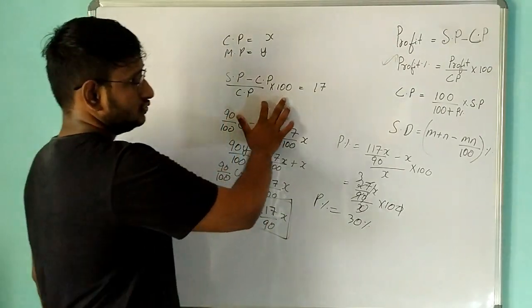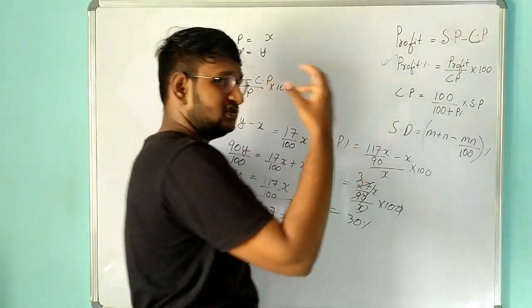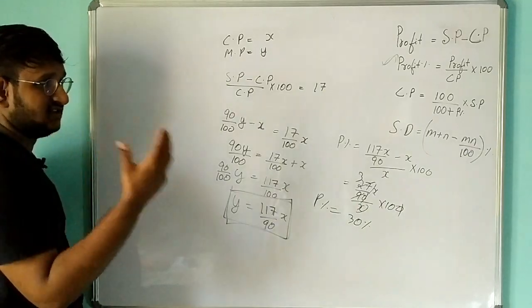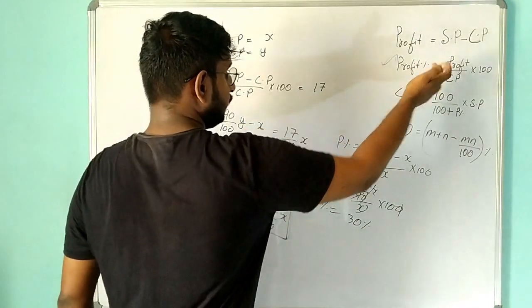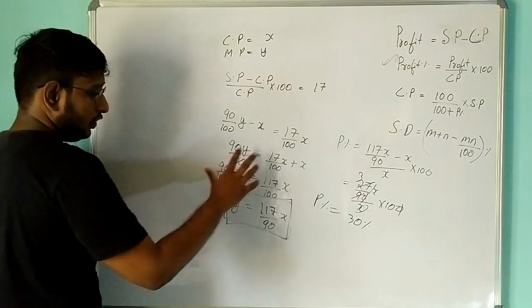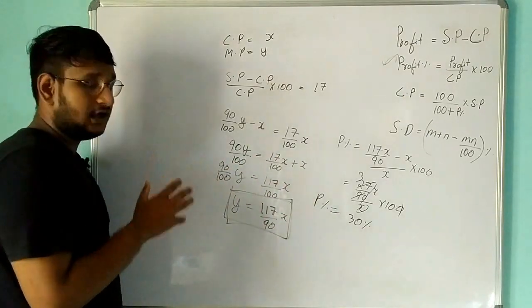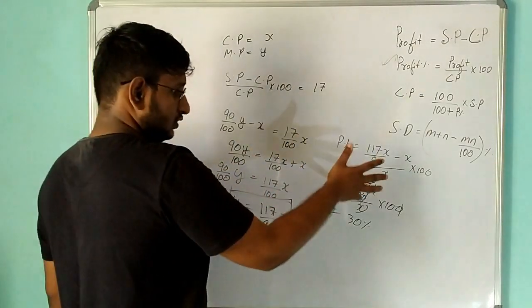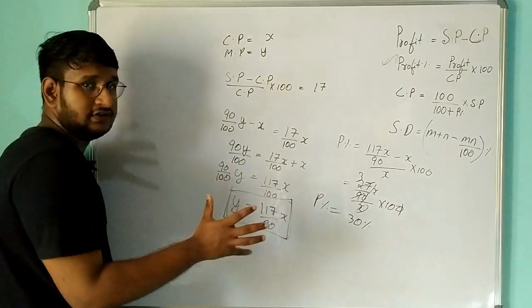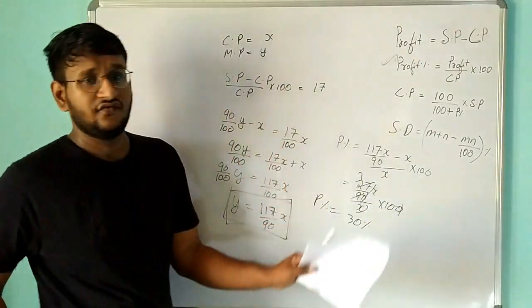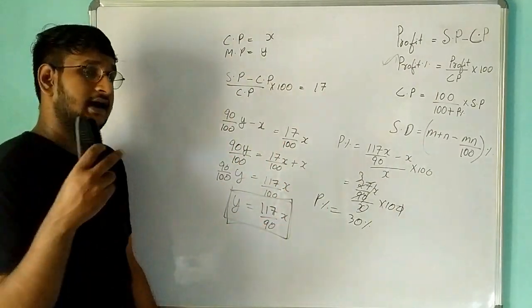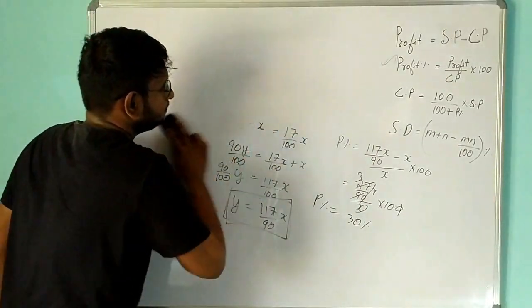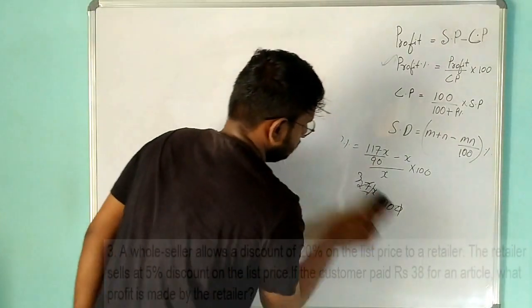First, we need to use this formula because they have given us a profit percentage of 17. We have to bring it into an equation, and we have to say that y is equal to this and x is equal to this, and we calculate it as 30%. So this is how we got the answer for this question. So come on, let's see a few other problems as well.